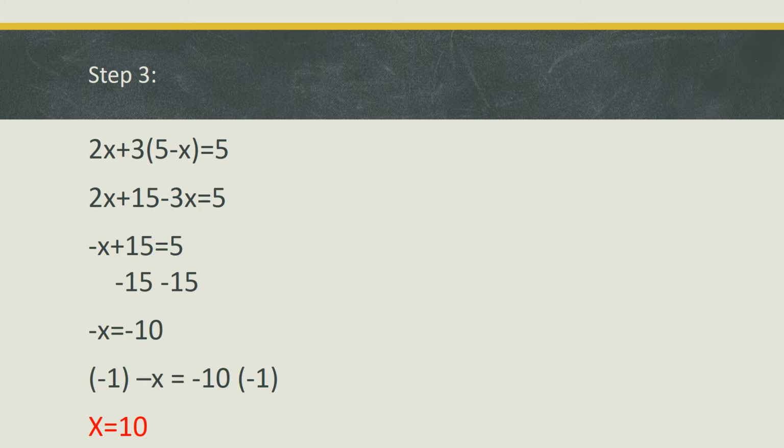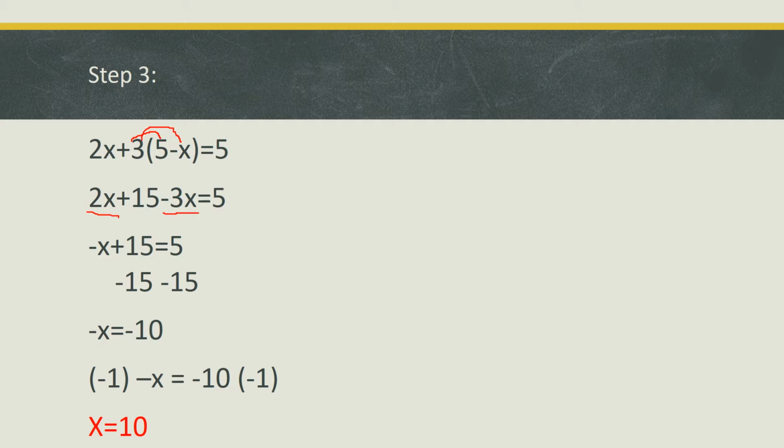For step 3, we now must solve this equation for x. To do this, we must distribute the 3 to the 5 and the negative x, or multiply 5 and negative x by 3. We now have the equation 2x plus 15 minus 3x equals 5. Next we have to combine like terms, which is 2x and negative 3x. This simplifies to negative x plus 15 equals 5.